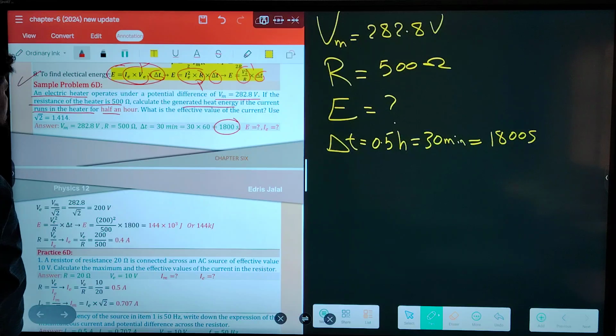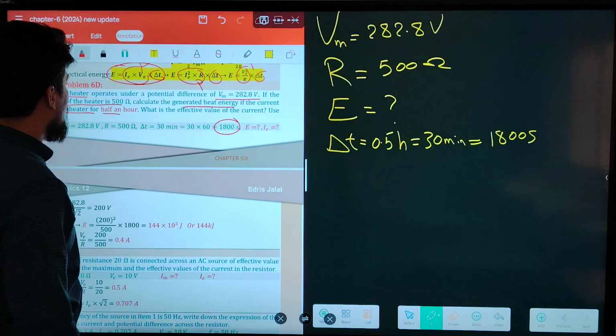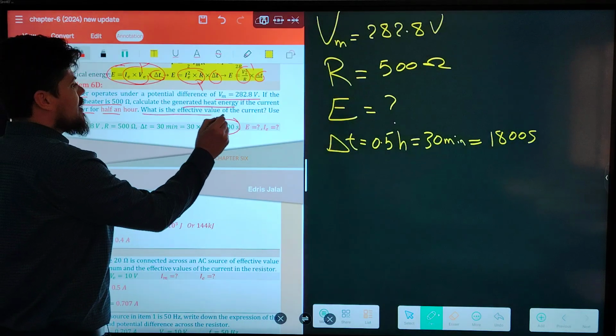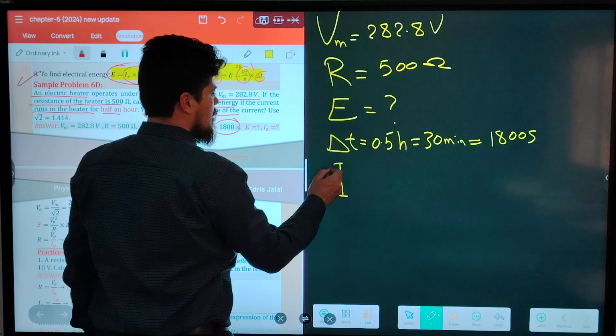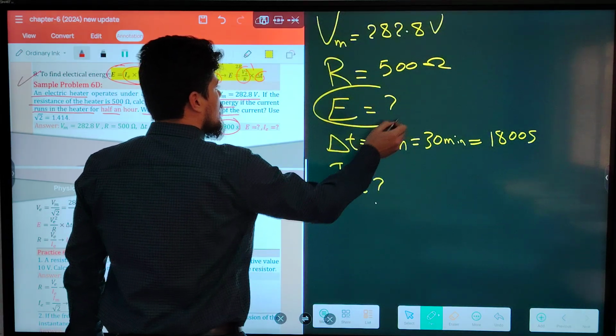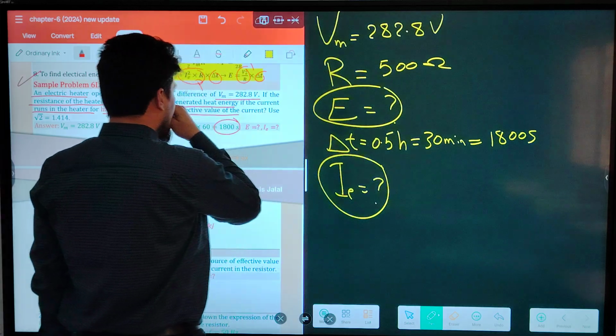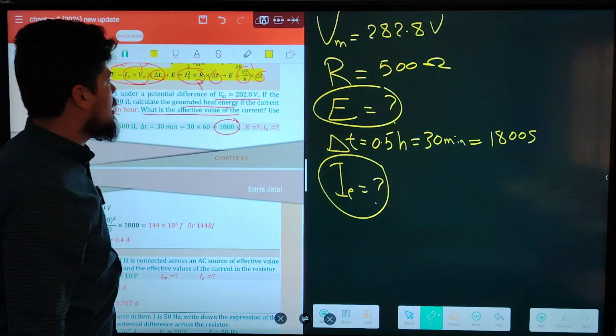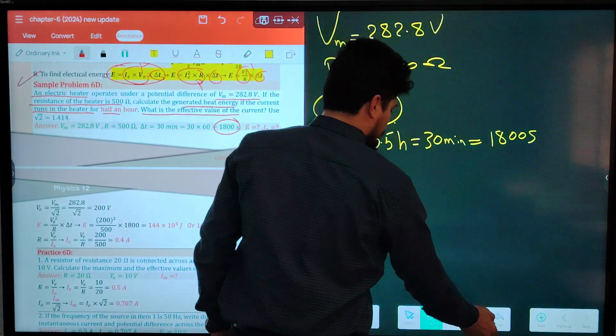Use radical 2 is equal to 1.404. Guys, what is the effective value of the current? What is unknown? The effective value also. How many unknowns do we have? 2: the generated heat energy and the effective current.